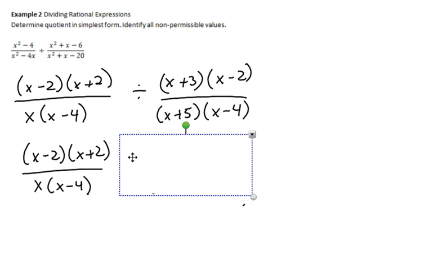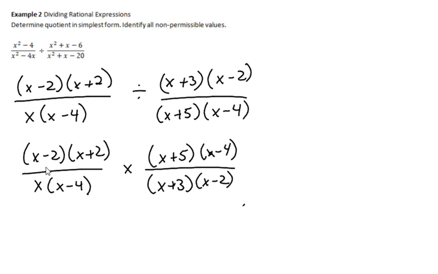do is multiply this first fraction by the reciprocal of this. So notice we brought the x plus 5 and x minus 4 into the numerator and switched x plus 3 and x minus 2 in the denominator. Once we complete that switch, we now have two new factors in the denominator, so we have to consider those non-permissible values as well. Here we have x plus 3, that cannot equal 0, so x cannot equal negative 3. Over here, x cannot equal positive 2. So up here I've listed all the different non-permissible values for x.